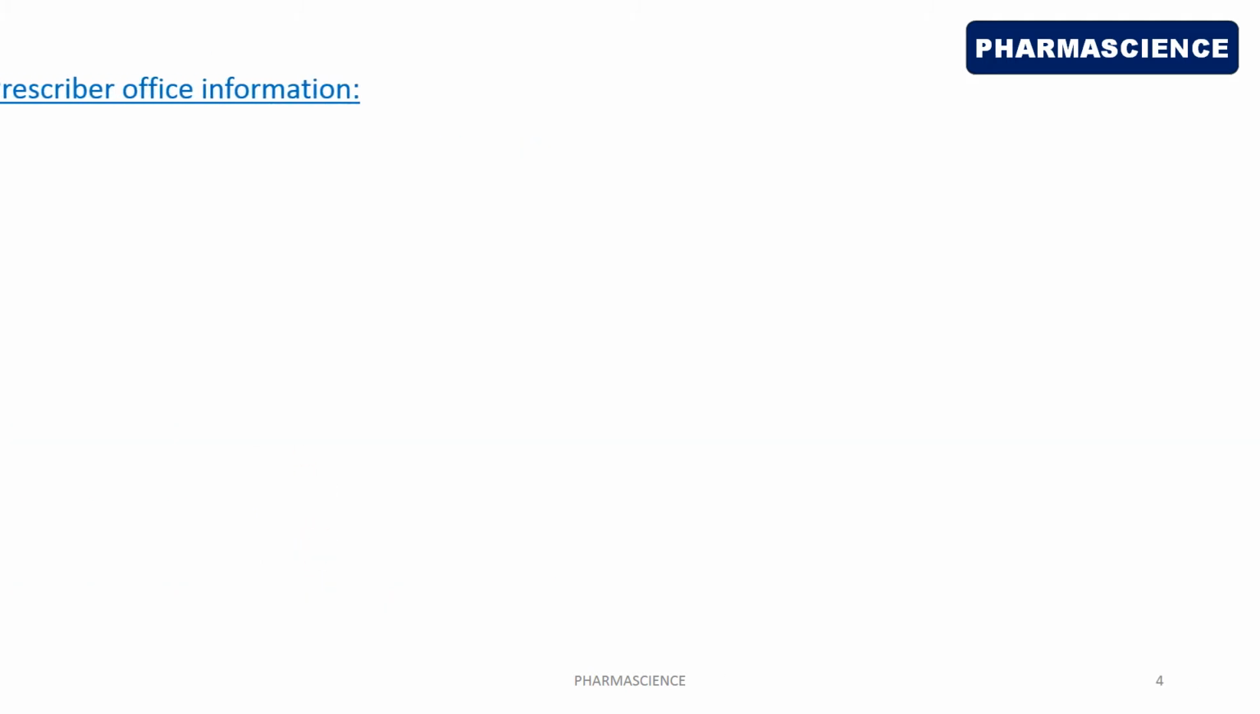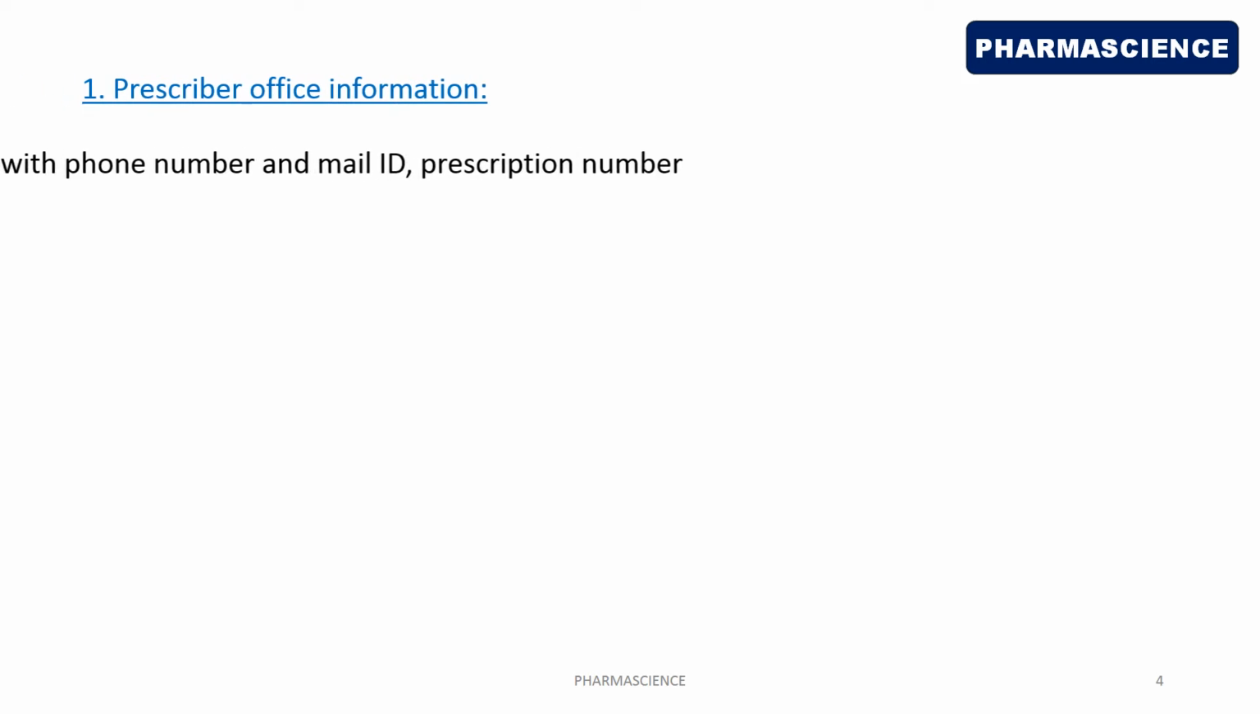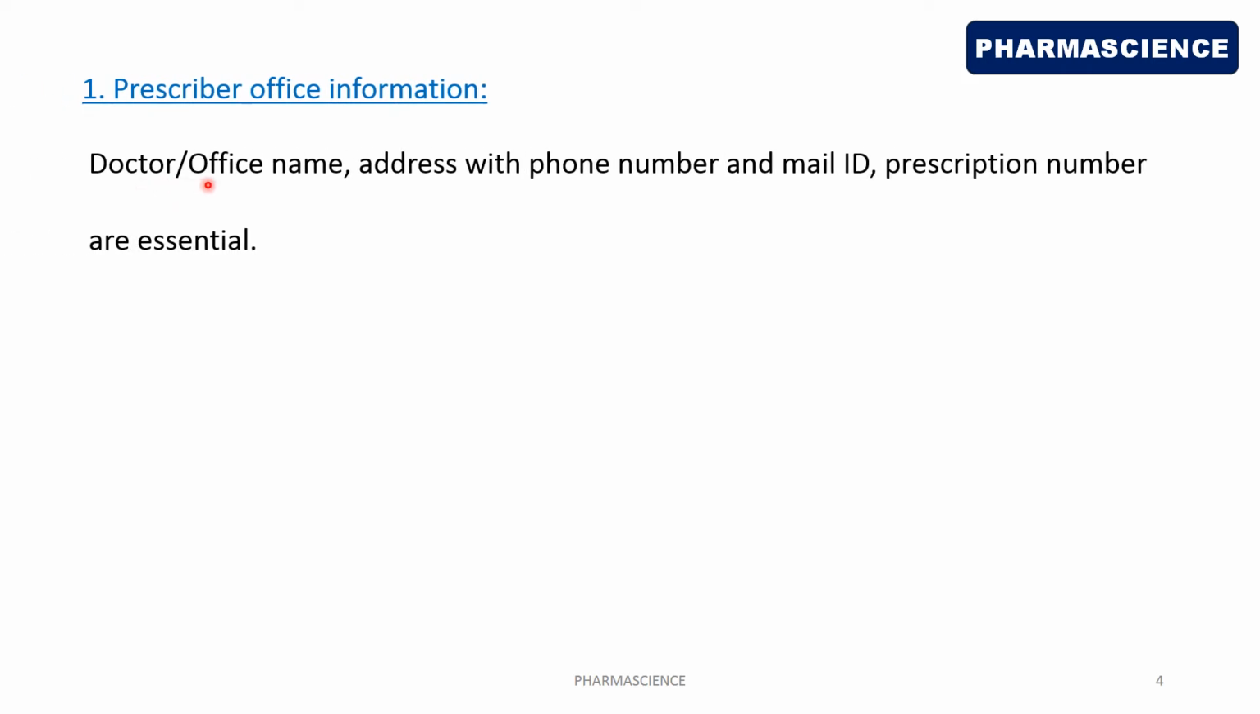First is the prescriber office information. The doctor or office name, address with phone number and mail ID as well as prescription number are essential in the prescription. Why is it essential? Because the patient can contact the doctor in an emergency. So it is the most important part of the prescription information.